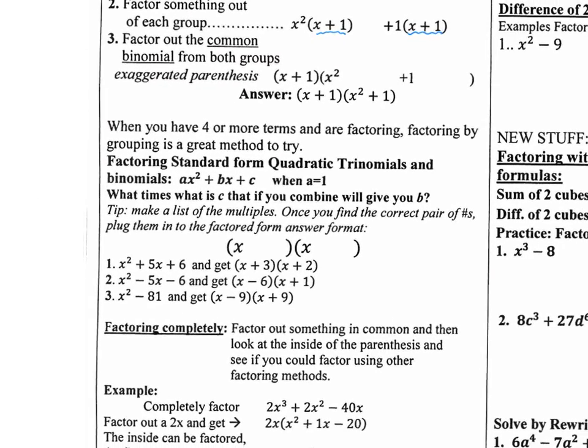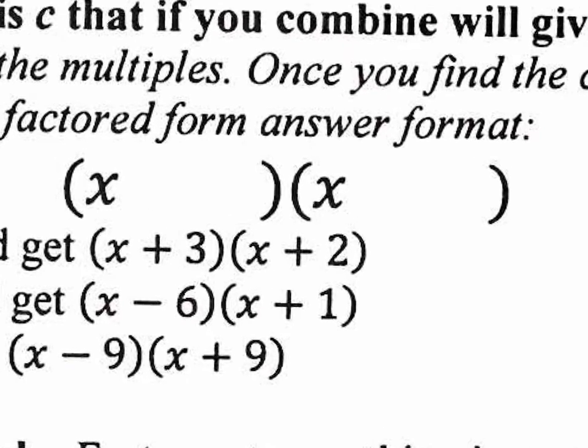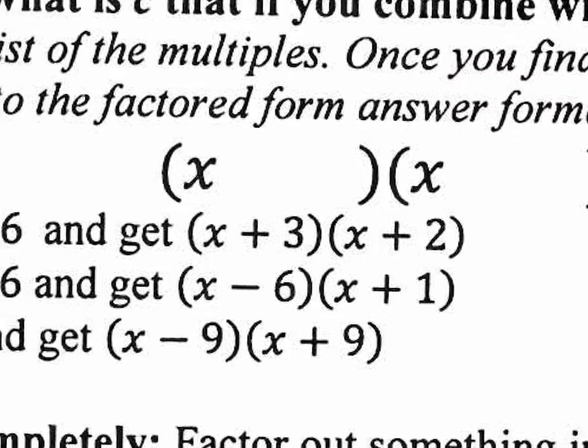Another form of factoring was factoring standard form quadratic trinomials, ax squared plus bx plus c. And the easy method was when your a value was 1. Right? If it just said x squared plus something x plus a number, it was really easy. You would jump right into this factored format of parenthesis with the x and the x, and you simply think what times what is your c value that if you combine together is your b value, and you plug it in right here, and boom, you're done. And you might want to make a list if you need it.